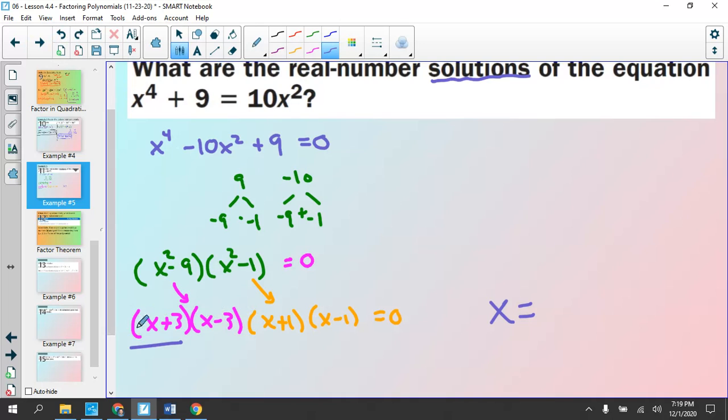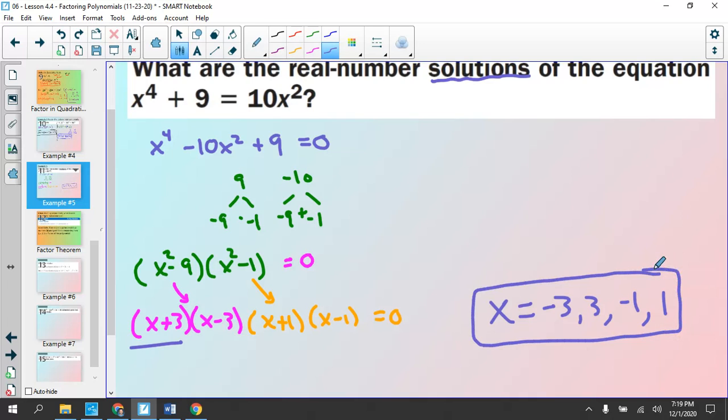And asking, what makes x plus 3 equal to 0? Oh, -3. What makes x minus 3 equal to 0? +3. What makes x plus 1 equal to 0? -1. And then x minus 1, that would be 1. So I end up finishing it. And we could do that for any one of these.